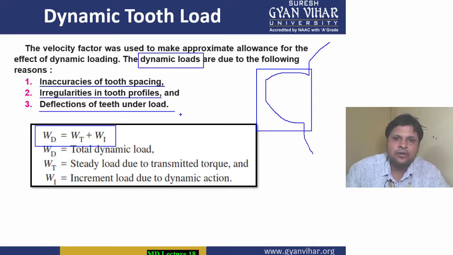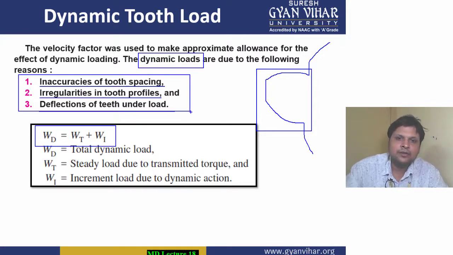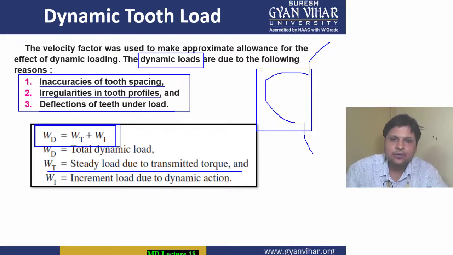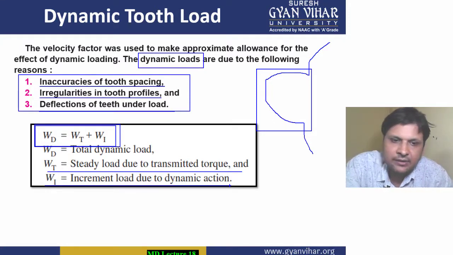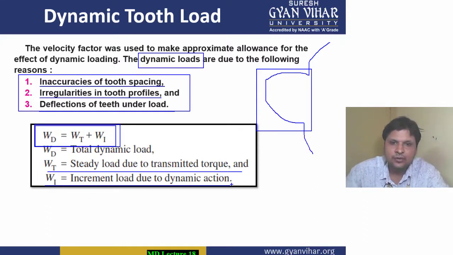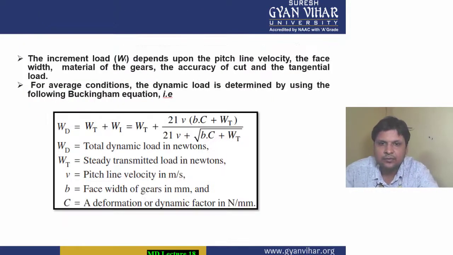So in order to account for all these reasons, we use the formula for calculating the dynamic load: WD is equal to WT plus WI, where WT is the steady load due to transmitted torque, and WI is the increment load due to dynamic action. WT we have already calculated in the previous step. For WI you have a formula. What is that formula?